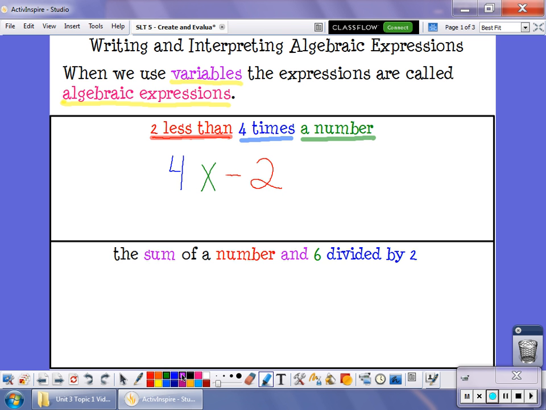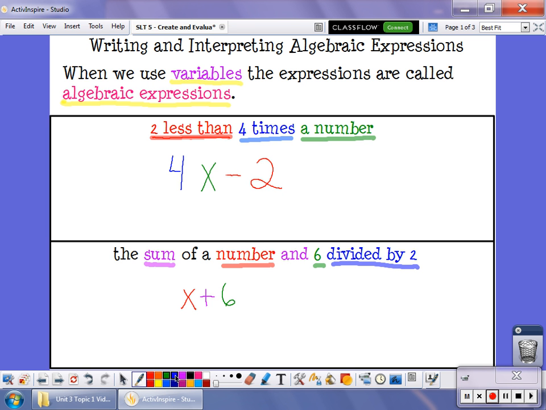Now let's look at another example. This says the sum, which means addition, of a number, again, my number is my unknown, and 6 divided by 2. So I want the sum of a number and 6. Well, I don't know what my number is, so that's going to be my variable. And I want the sum of a number and 6. So I'm going to add 6 to this number. So the sum of a number and 6 means x plus 6.